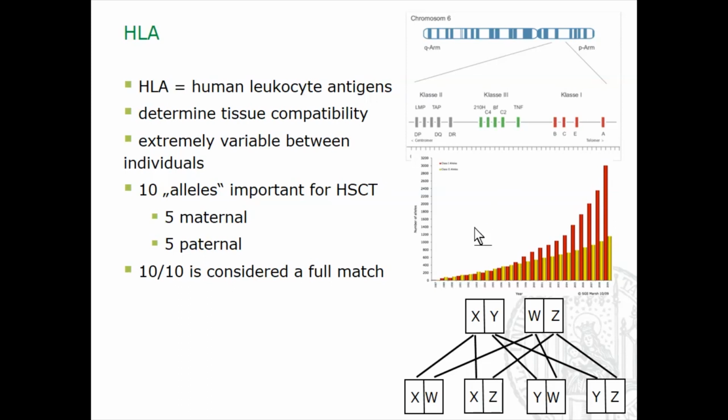This graph here shows the number of known HLA alleles. This is an ongoing process, and every year a number of new alleles are being discovered, just describing the extreme variability of this within mankind, really. And this also illustrates why sometimes it can be very difficult for a person to find an unrelated identical donor because their HLA type is very rare.